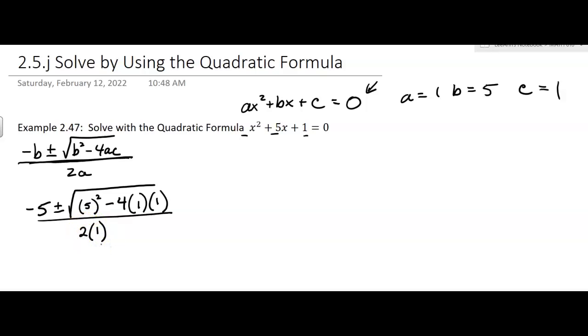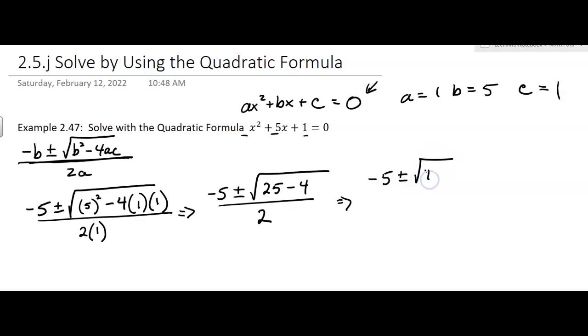A was 1. Okay, so I like to get my formula, get my a, b, c, make sure it's set to 0, get a, b, c, put everything in where it goes. Now it's a matter of simplifying. So what I usually do is I simplify the radical. So that's going to be 25 minus 4, and I just do those parts. And then the denominator, I do that multiplication. Then I'm going to do that subtraction inside the radical. So I'm getting negative 5 plus or minus the square root of 21 over 2.